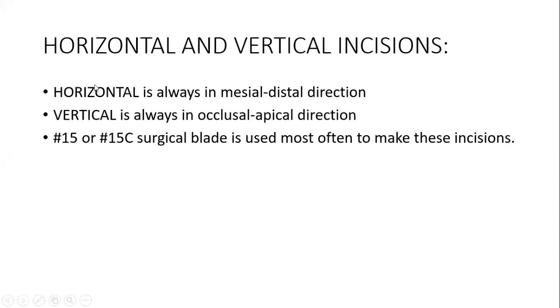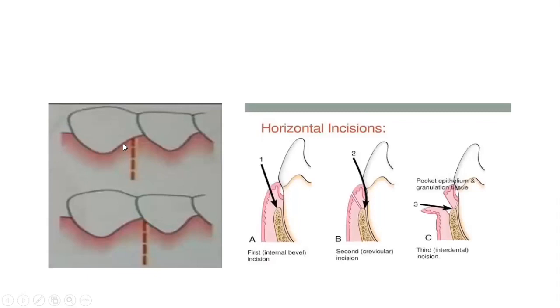It's very simple, as the name indicates. Horizontal is in the mesial-distal direction, and the vertical is in the occlusal-apical direction. The blade 15 or 15C surgical blade is used most often to make these incisions. In this picture you can see the vertical incision, which is always in the occluso-apical direction, so from the occlusal surface towards the root apex. On the right side we have horizontal incisions.